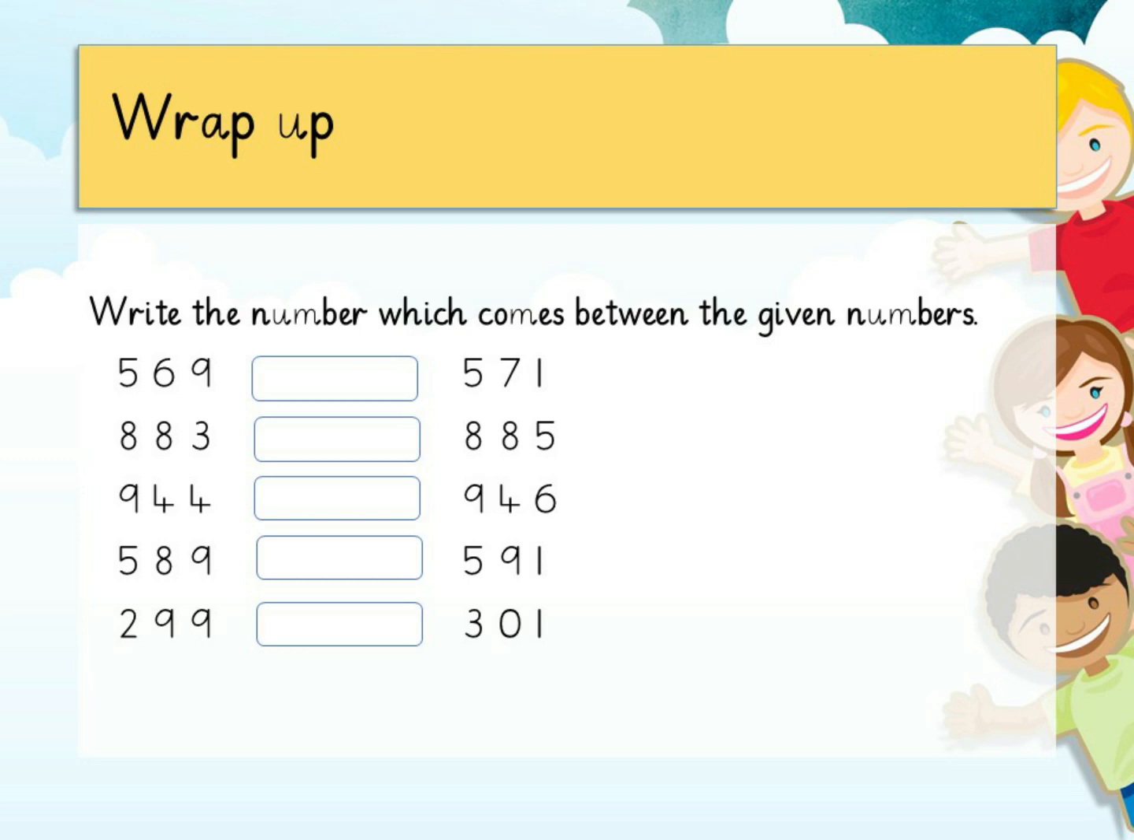In the same way, after 944, it will be 945 and then 946. Next comes 589. Yes, what comes after 589? Yes, 590 and then 591. After 299, it will be 300 and then 301. Correct.